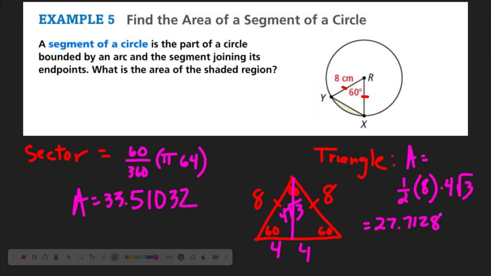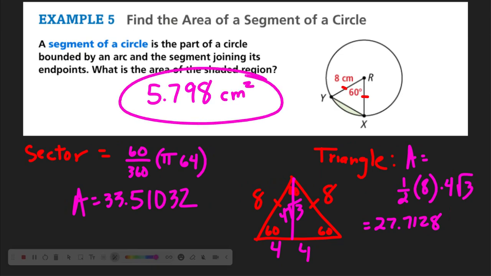And so then the segment area would be the sector area minus the triangle area. I got this all in my graphing calculator, so now I can just do that minus that. It's so much easier. And the segment area is going to be 5.798 square centimeters. Okay, that's some challenging problems. That's a lot of vocabulary. I hope this helps.